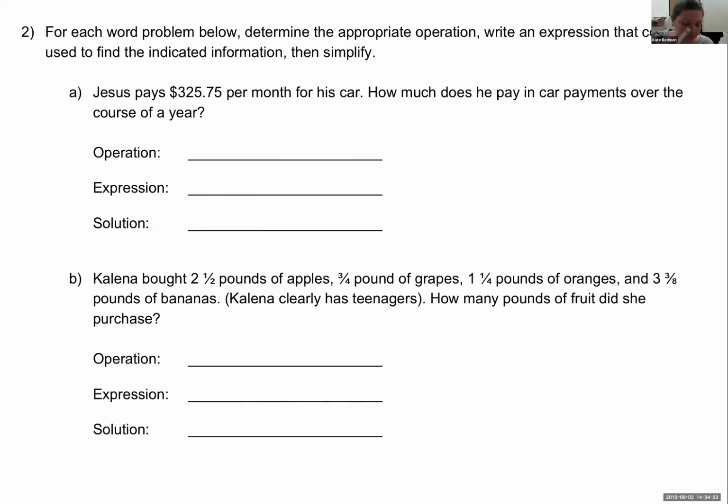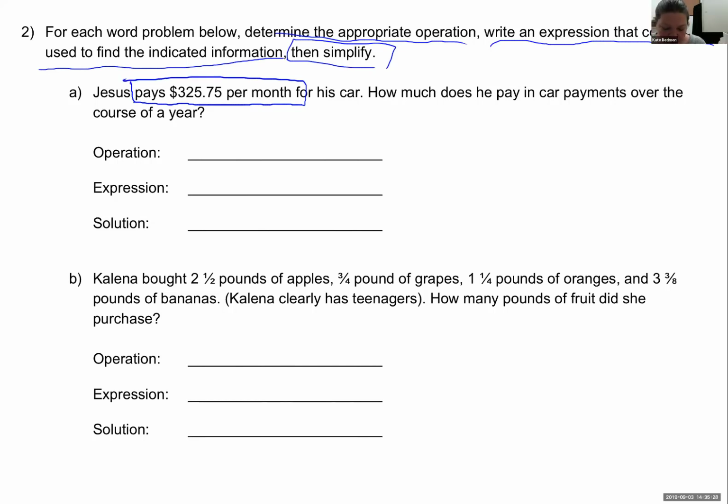Let's take a look. Number 2 says, for each word problem below, determine the appropriate operation. Okay, just addition, subtraction, multiplication, or division. But then I say, write an expression that could be used to find the indicated information. And then we are going to simplify so that we know what our answer is as students think of it. So let's take a look at A. It says, Jesus pays $325.75 per month for his car. Okay, we know how much he pays every month for his car. And then they ask, how much does he pay in car payments over the course of a year?